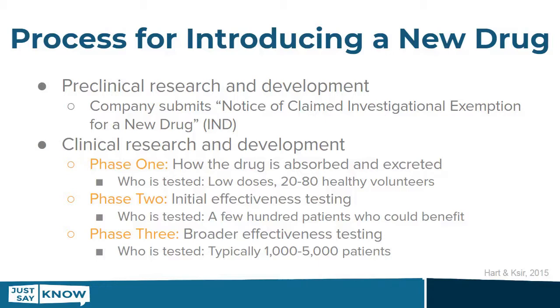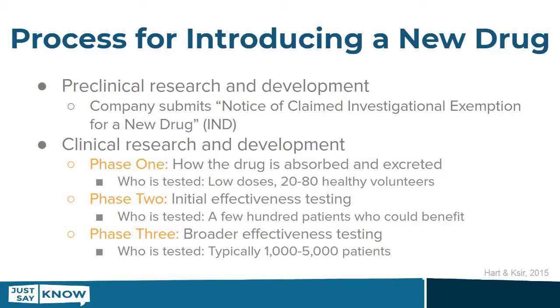And then there's the clinical research and development phase. So phase one, we want to know how the drug is absorbed and how it's excreted. So this is low doses, 20 to 80 healthy volunteers. So that's the first phase of clinical research. And then it's usually just, we're looking for safety, right?